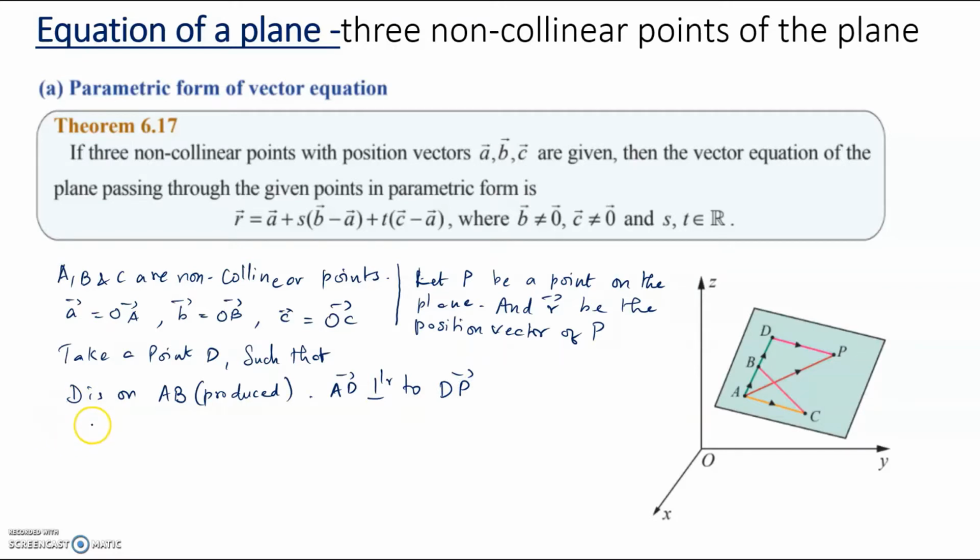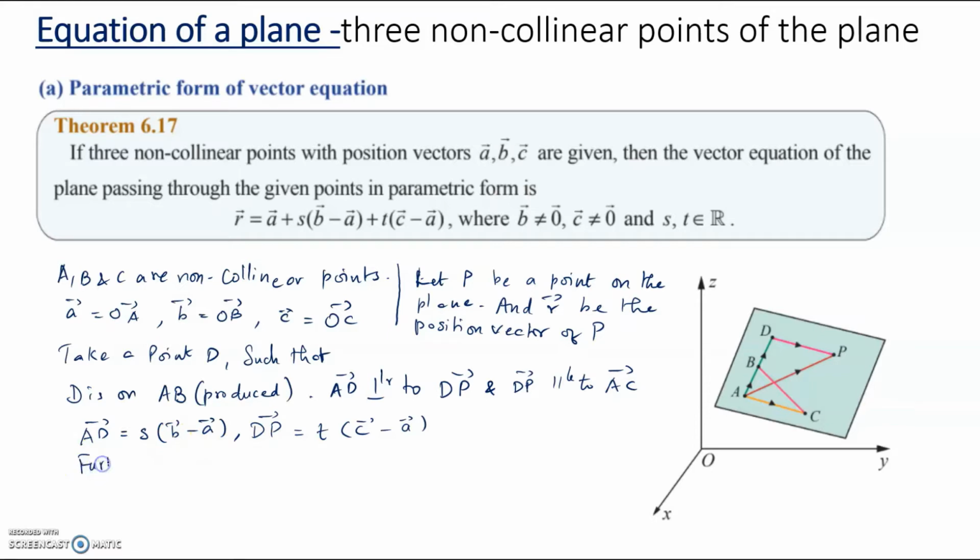So our AD vector can be defined as a scalar quantity s times b vector minus a vector, and b minus a vector is nothing but the vector AB. Since AD is parallel to AB, we can define AD as a scalar s times AB vector, which is b minus a vector, and similarly our DP vector can be defined as t times c vector minus a vector. That's because we should add another condition here, which is that our DP vector is parallel to AC vector.